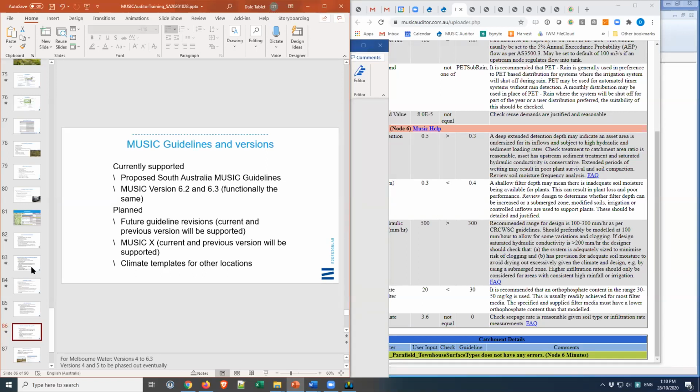And the other thing I'd expect is that we will have climate templates for other regions and other councils coming through, and we're more than happy to add those in so that they can be included in the checks.